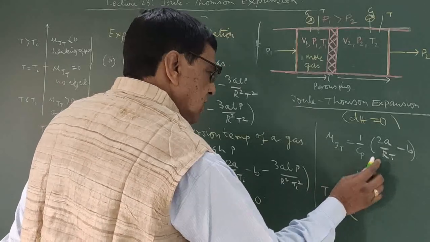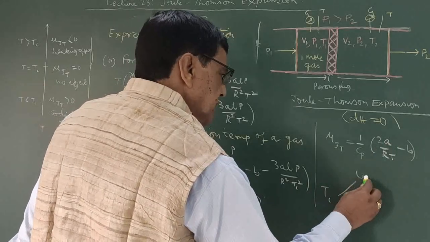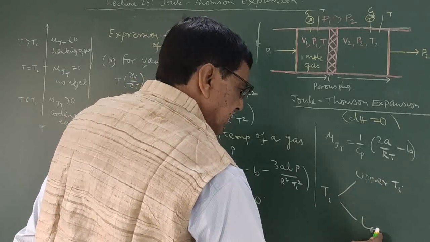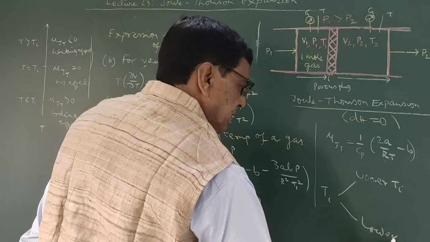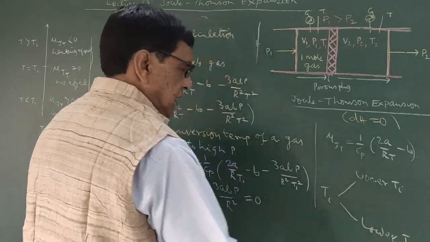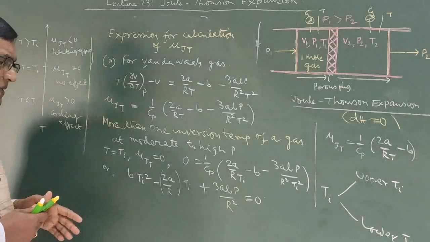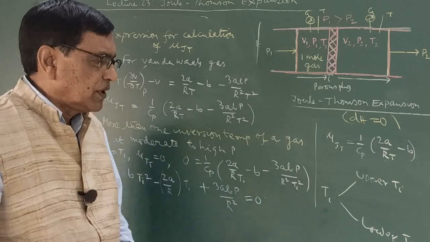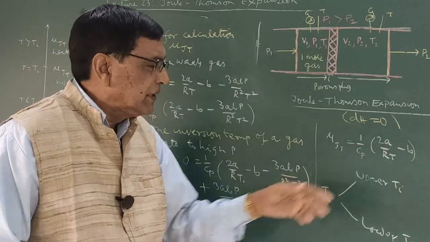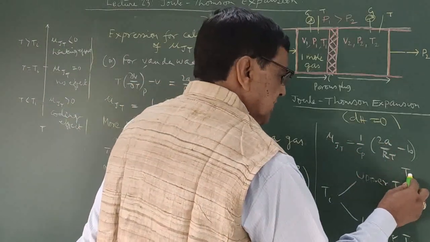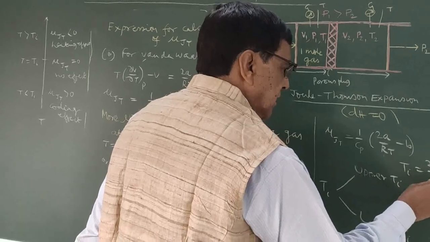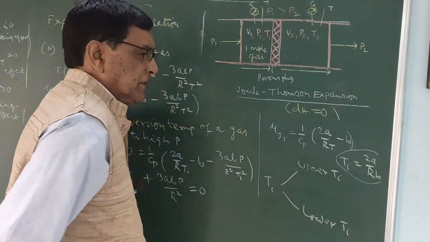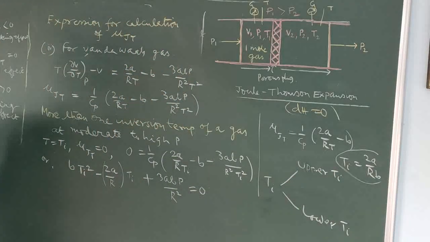One is called the upper inversion temperature, and another is a lower inversion temperature. Upper and lower. So a gas has two inversion temperatures. One is the upper one, and this is the lower one. Whenever you calculate from this equation, Ti equal to twice a by Rb, this will show the upper inversion temperature of this gas.